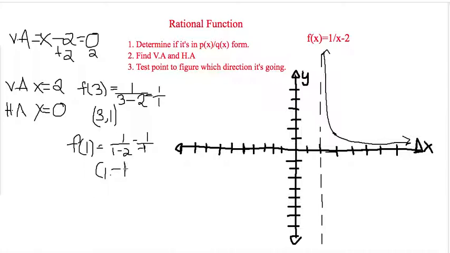Now I gotta plot it. Here's 1, negative 1. So I know it's never going to pass 0, right? So it will look something like this. And that's it. And that's how you graph a rational function when the horizontal is bottom heavy.